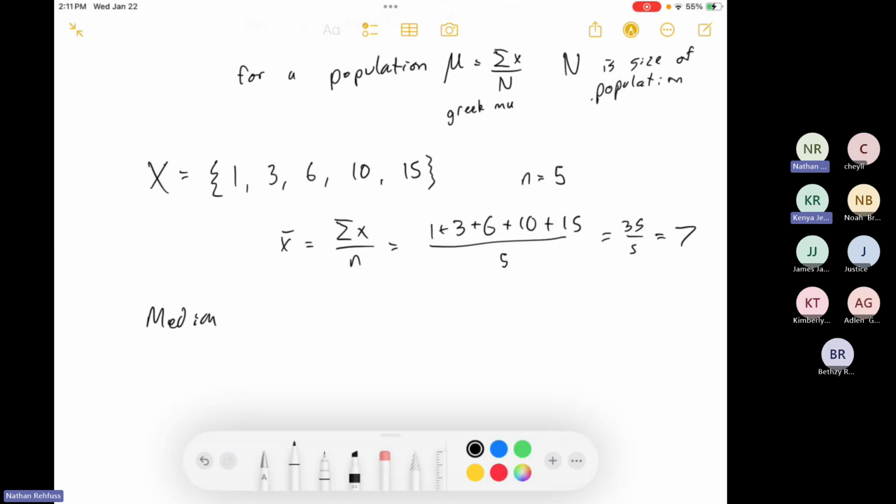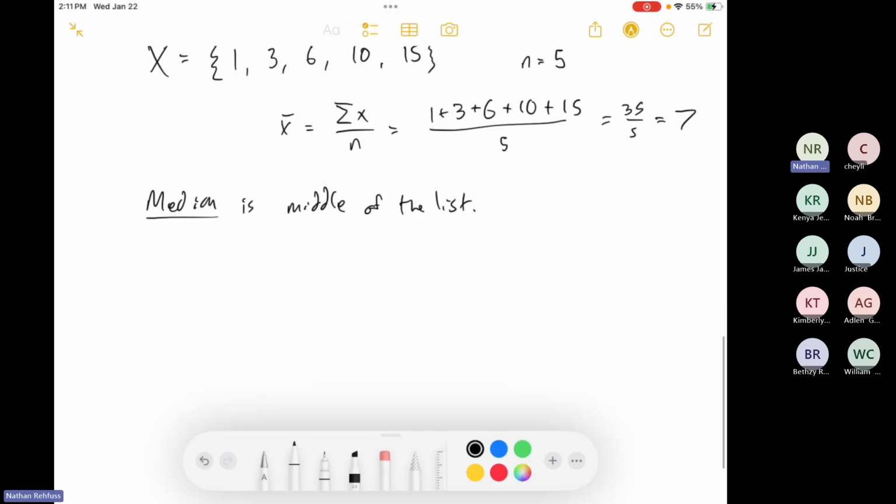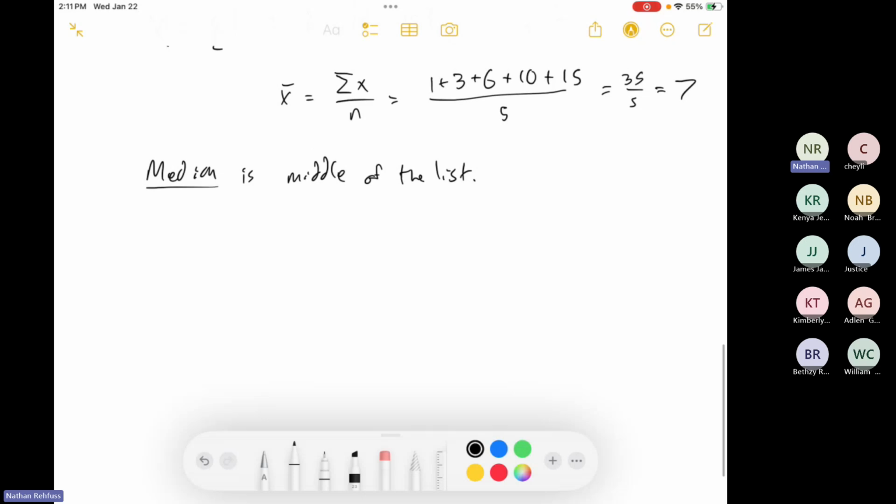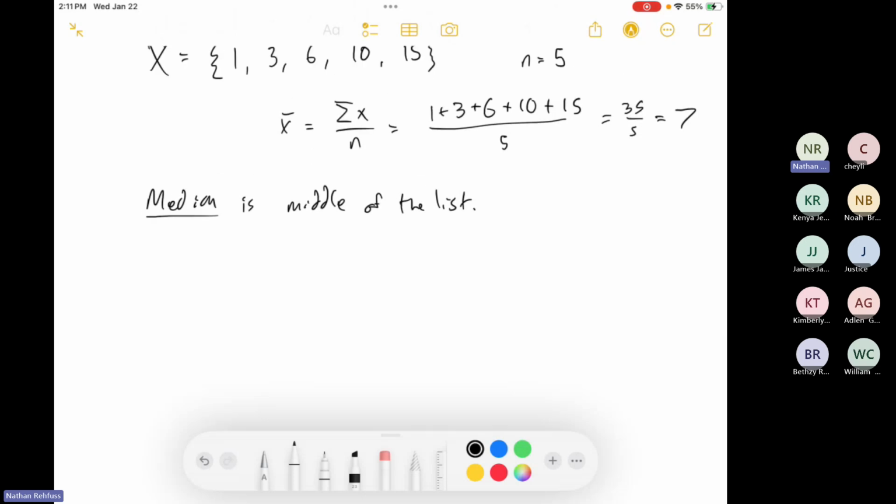The median is the middle of the list. One moment. So if you put the list in order, the median is the element in the middle of the list. There's a formula we can use.